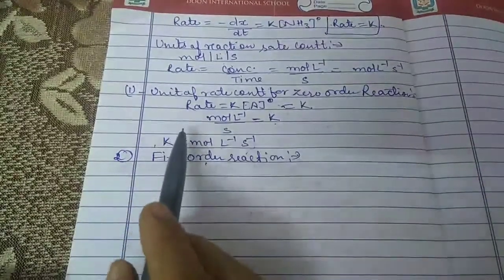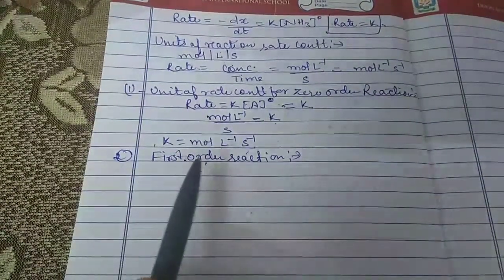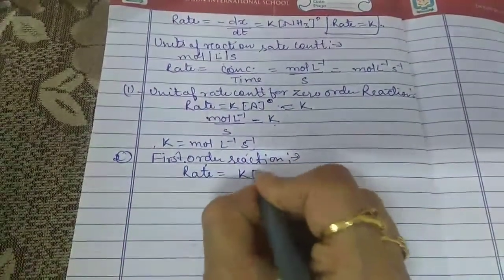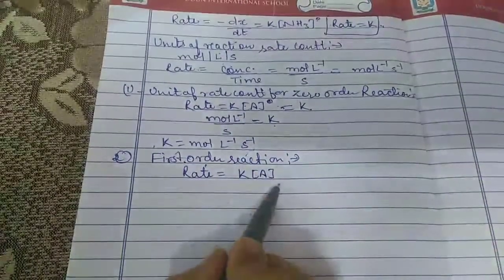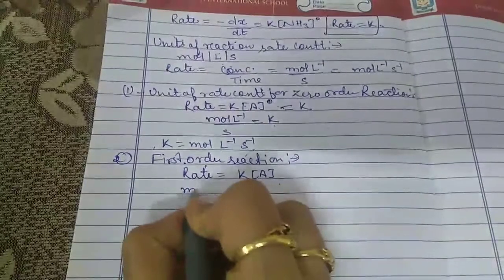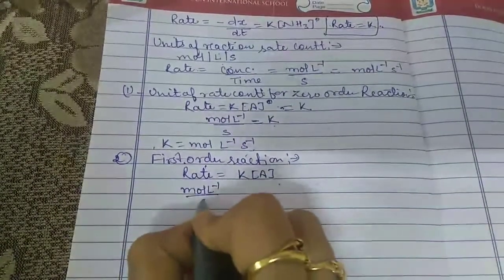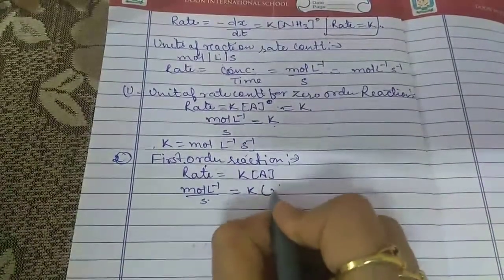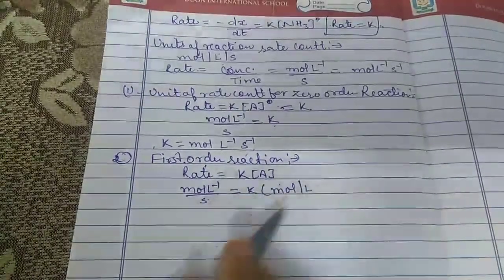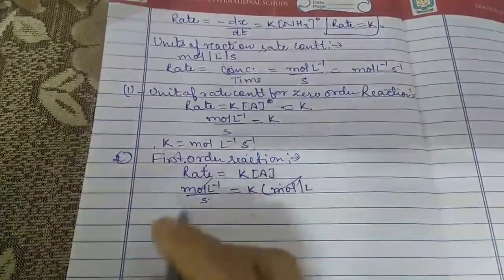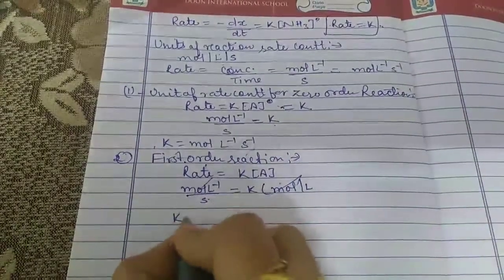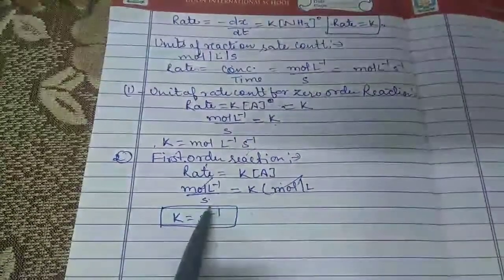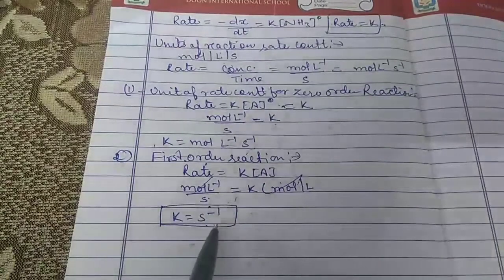We have discussed this earlier, that for first order reaction the rate may be expressed as rate is equal to K[A]. This is the rate. So rate is mole per liter per second is equal to K. Again, the unit of the concentration is mole per liter. So now K is equal to per second. Now this is the unit of the rate constant for the first order reaction.